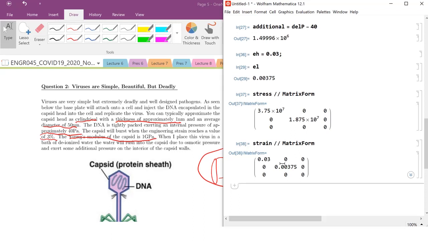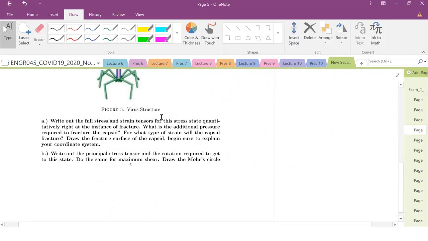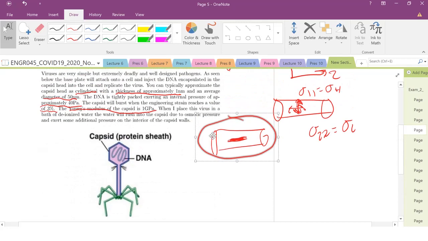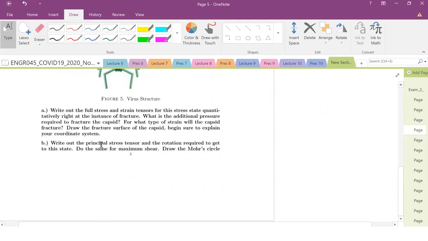So we've already answered essentially the first part of this question, which is write out the full stress and strain tensors for this stress state quantitatively. What's the additional pressure required to fracture? That was our additional. For what type of strain will the capsid fracture? We already answered that. And draw the fracture surface of the capsid. Be sure to explain your coordinate system. Right here we did that, with 1 and 2. So write out the principal stress tensor and the rotation required to get to this state.